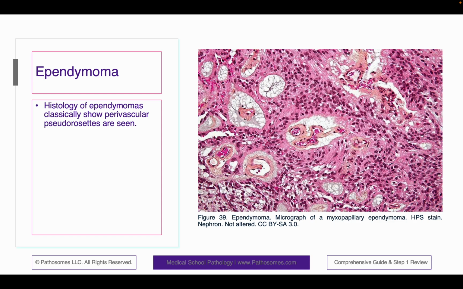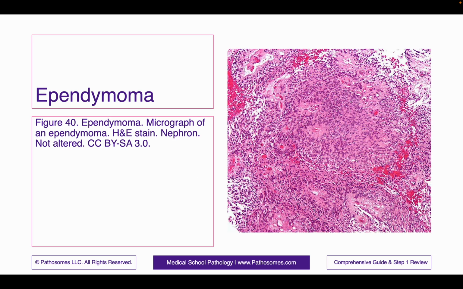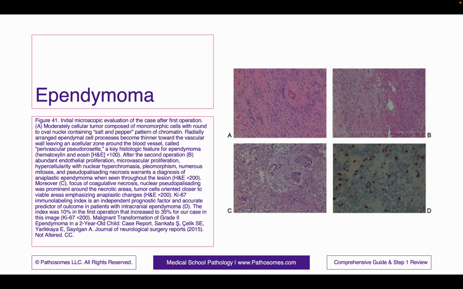And the histology of ependymomas classically shows perivascular pseudo-rosettes. Perivascular, hence around a vessel, pseudo-rosettes, right? And you can clearly see that in this accompanying image. Again, we have another H&E section of an ependymoma. Do you see that classic features, especially in A?